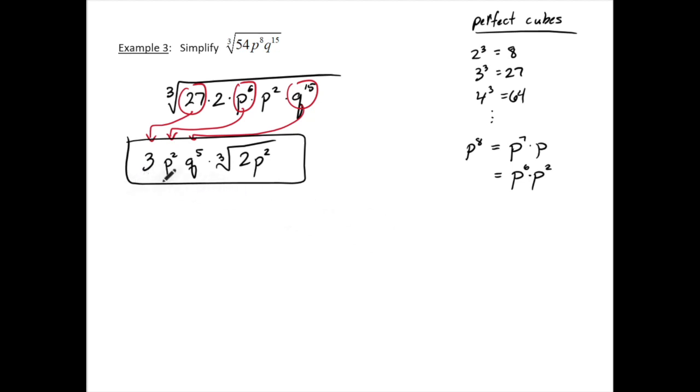So this expression is the simplified form of the cube root that we started with. And we know that we cannot simplify this any further because the expression inside the cube root has no more perfect cube factors.